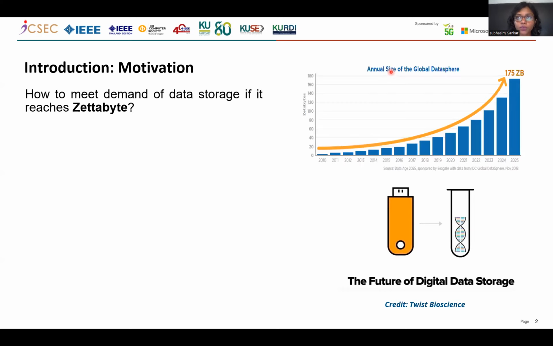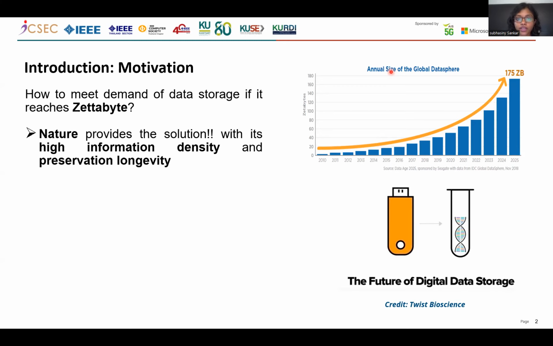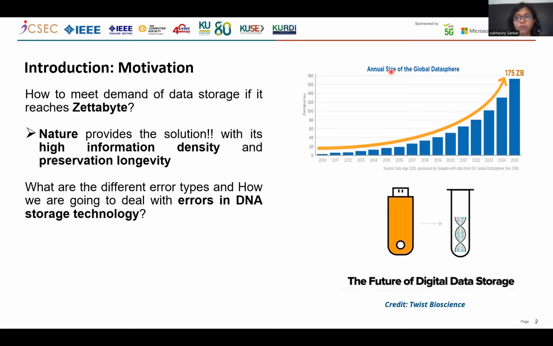How are we going to deal with such a huge demand on data storage? Nature provides a solution with DNA through its high information density and preservation longevity. But it also has different errors such as insertion, deletion, and substitution affecting the nucleotides: adenine, guanine, cytosine, and thymine.